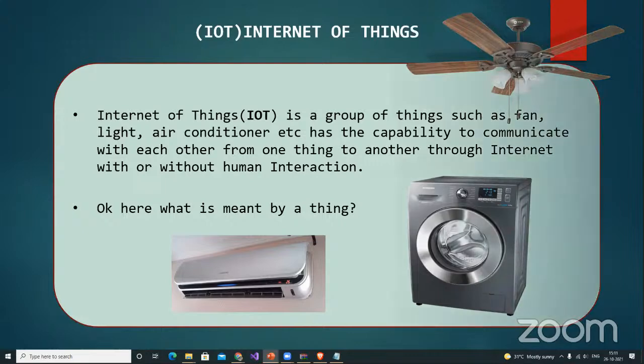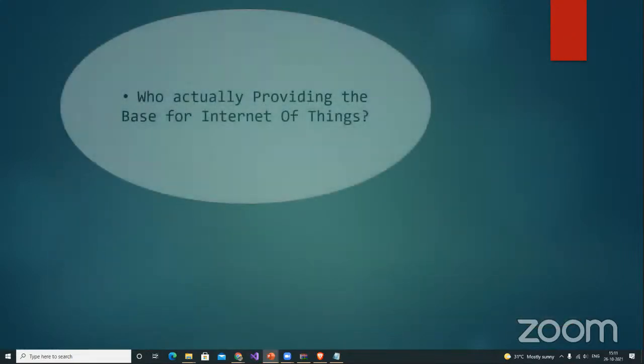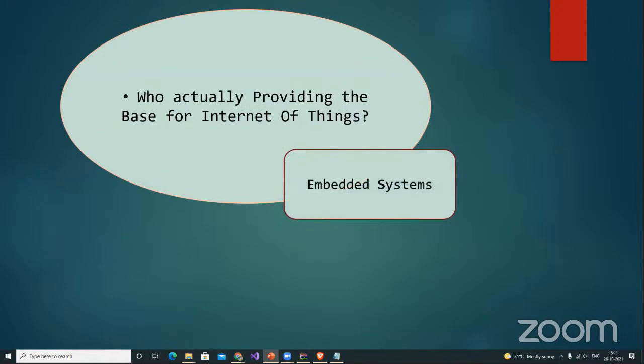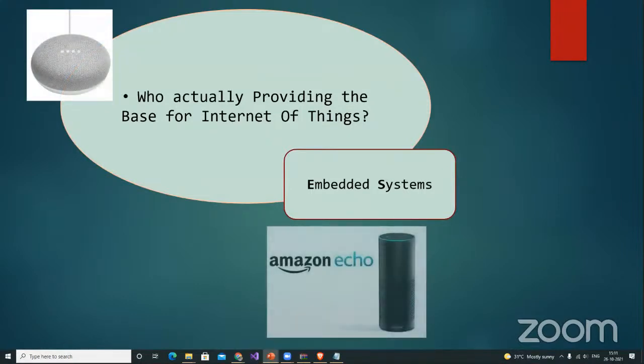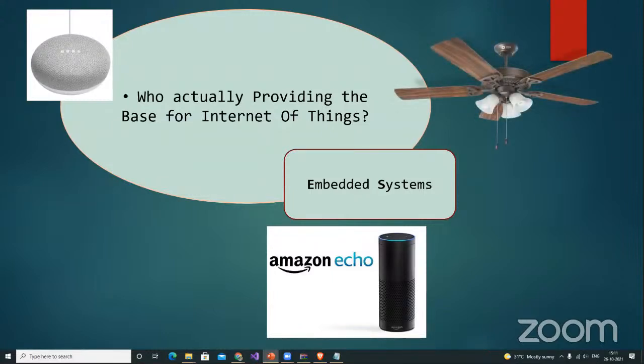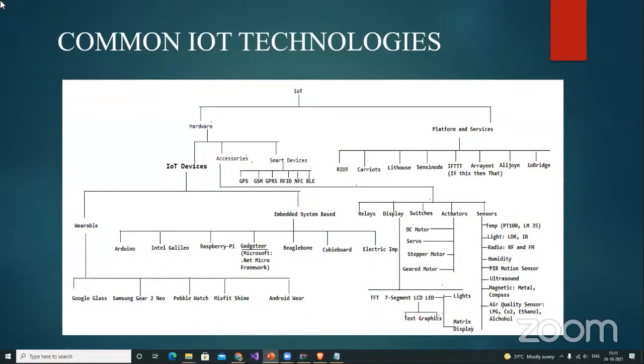Here you can see, guys, we discussed who is providing the base for the Internet of Things: embedded systems. And some lively examples in general day-to-day use. In some homes we can see Google Home, Amazon Echo, and even fans which have compatibility with Google Home and Amazon Echo as well. These are all common IoT technologies.